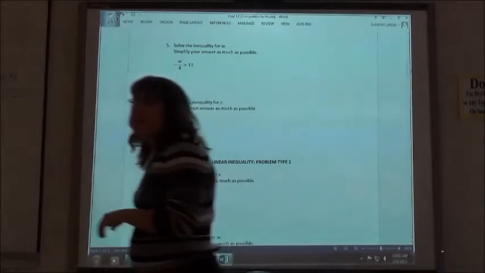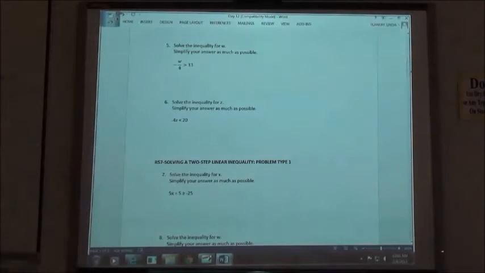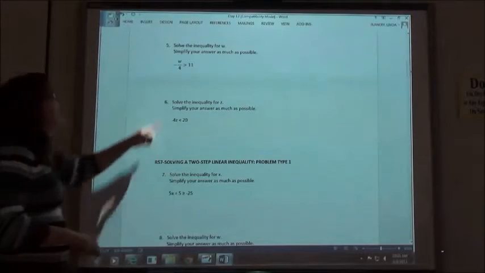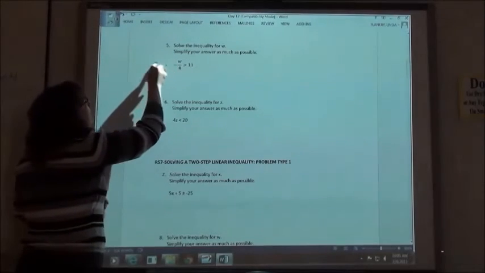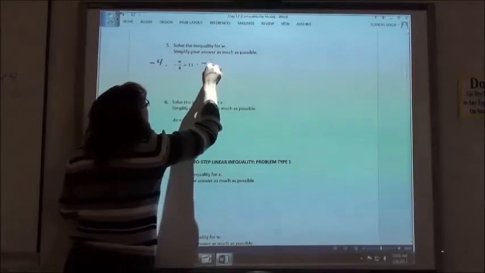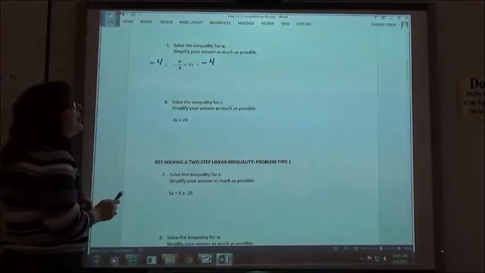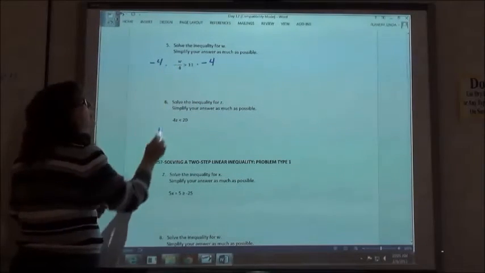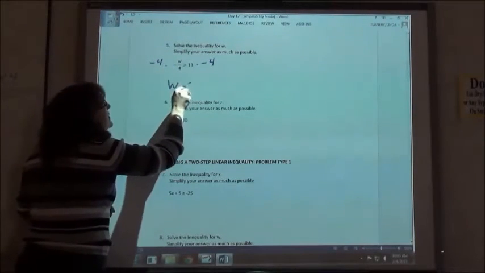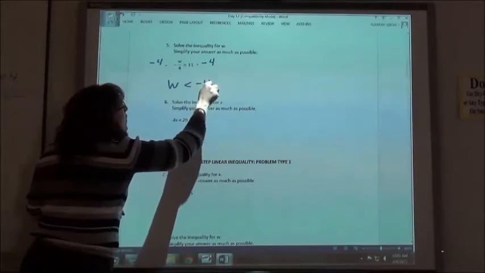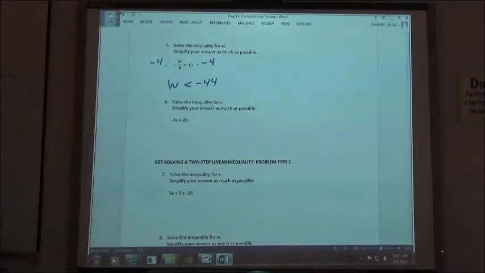Number 5 here, there's actually two different ways you could solve this one. The first way is, if I get rid of that fraction, what would I do? Times it by negative 4. If I times it by negative 4 and I include the negative, I'm multiplying by a negative 4, which means I have to flip my sign. W is less than negative 44. That's the quickest way to solve it.